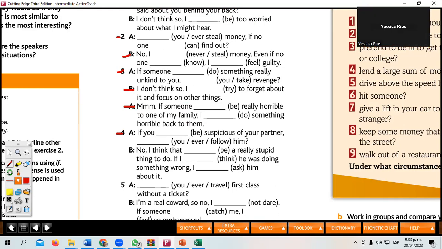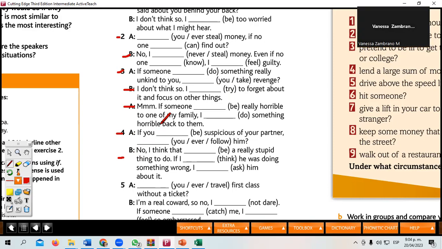If you were suspicious of your partner, would you ever follow him? Yes, good. If you were suspicious of your partner, would you ever follow him? Next line, Vanessa. The answer B in number 4.